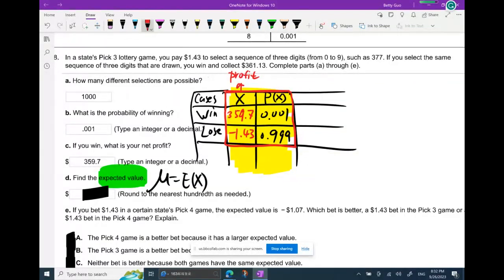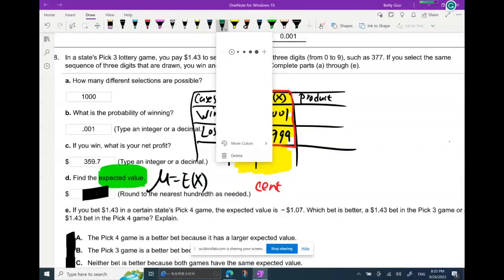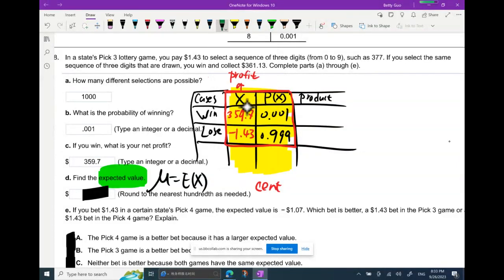Why is the profit discrete? Because the smallest unit is a cent, right? It's not continuous. It's not like a temperature. It is still a count. Money is discrete because the smallest unit is a cent. Okay, so we're gonna do one more column. That column is going to be the product. So how are we gonna do that? We're going to multiply the profit with the probability.